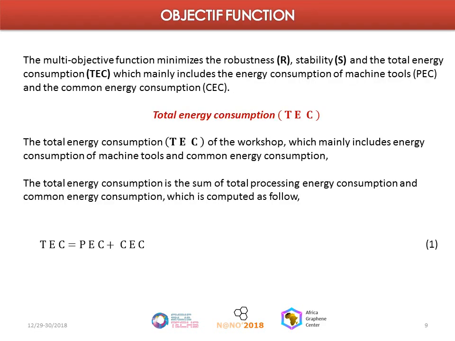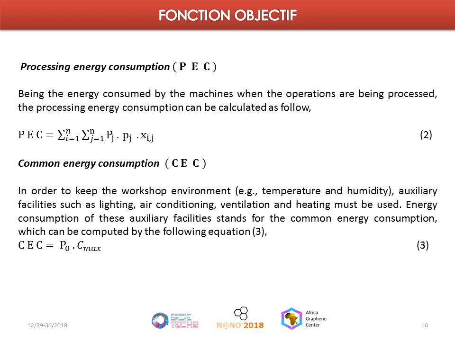The multi-objective function minimizes the robustness, stability, and the total energy consumption, which mainly include the energy consumption of machine tools and the common energy consumption. The total energy consumption is the sum of total processing energy consumption and common energy consumption, which are computed as below. Concerning the processing energy consumption, it is the energy consumed by the machine when the operations are being processed. The processing energy consumption can be calculated as below in equation 2.